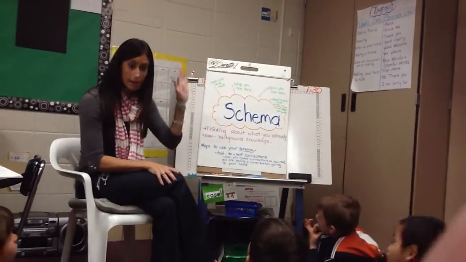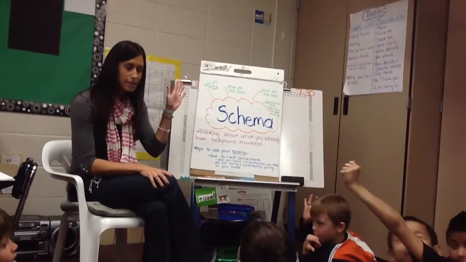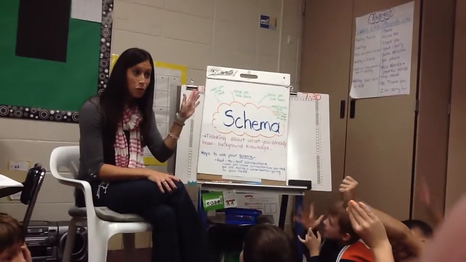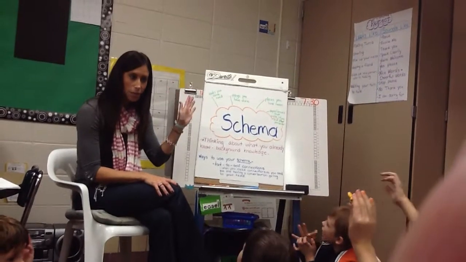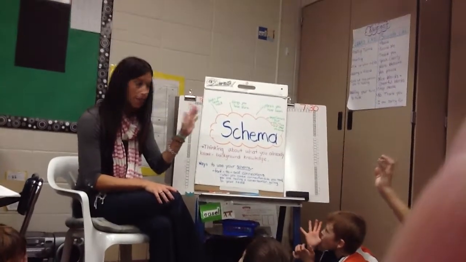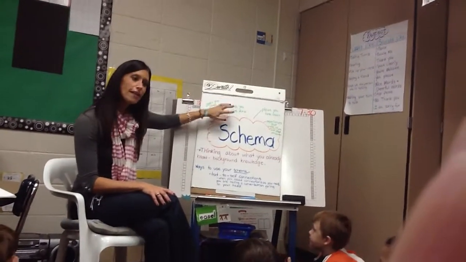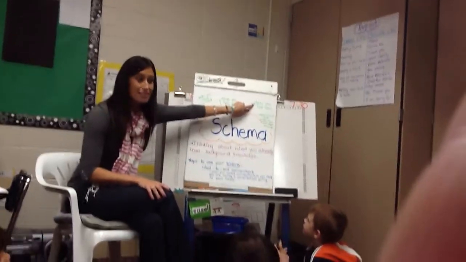How many of you have rode a bike? How many of you have taken a vacation? How many of you have walked to the park? How many of you have been to the zoo? Those are things that you've done. That's your schema. Places you've been.